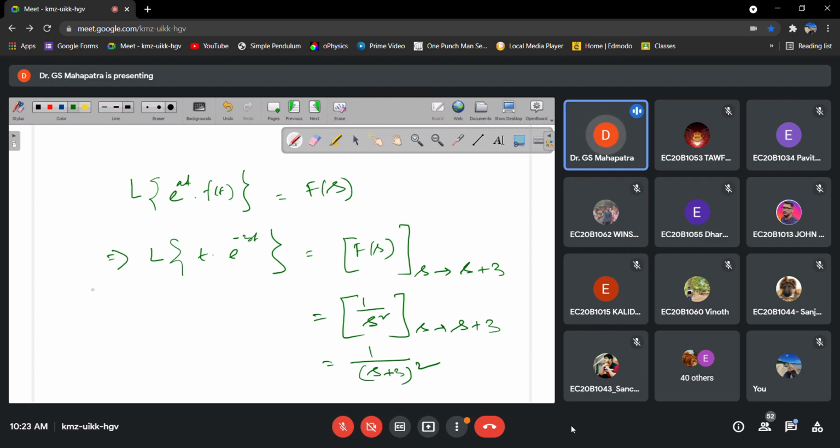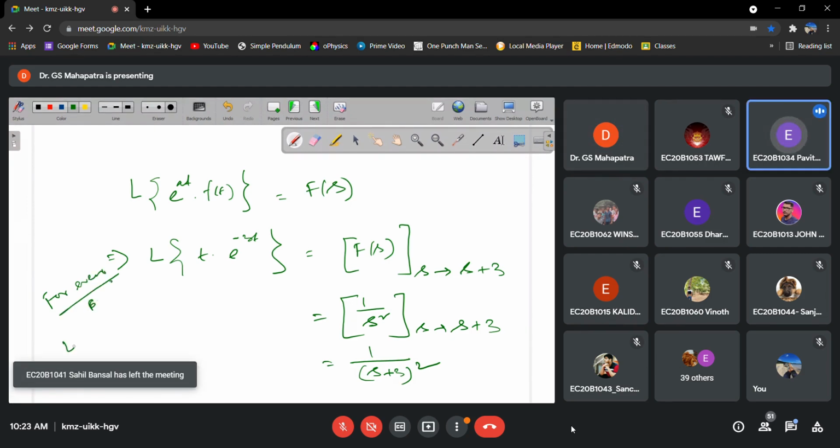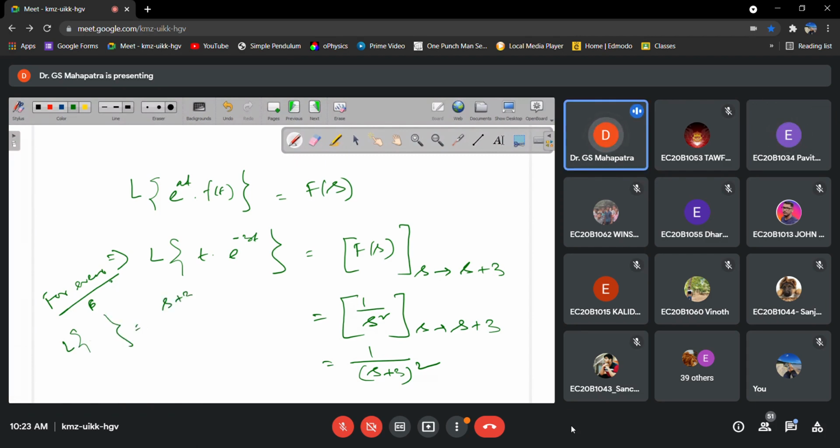Okay, now for even roll number, what is the answer? Sir, s plus 3 divided by s plus 3 the whole square plus 4. Okay, good. So for simplification, you can write s plus 3 divided by s square plus 3 into 2, 6s plus 9 plus 4, 13. Am I correct? So this form is the answer.